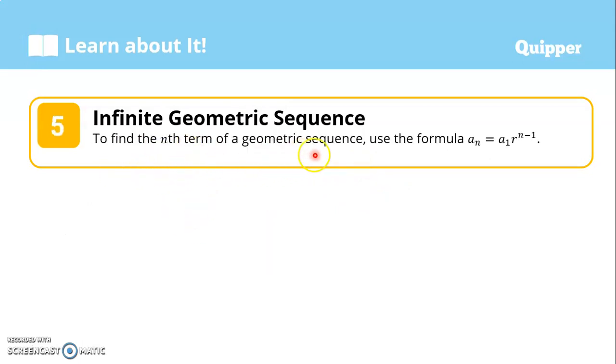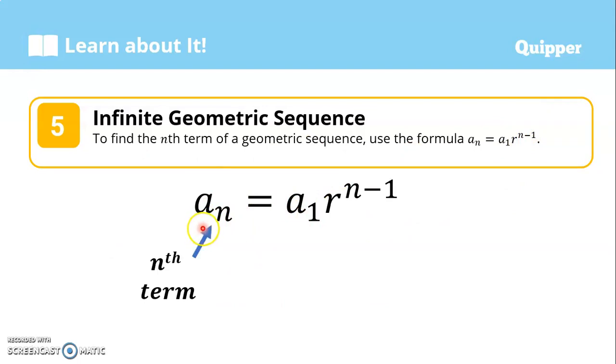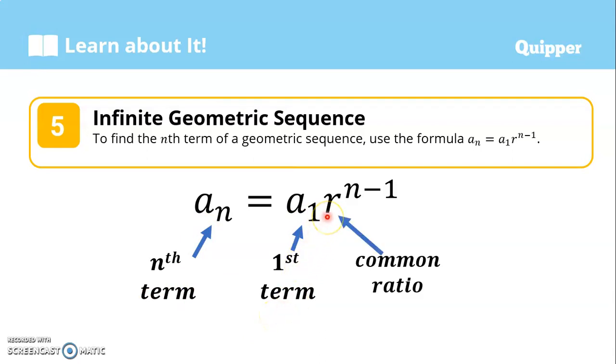To find the nth term of a geometric sequence, we use the formula a sub n equals a sub 1 times r raised to the power of n minus 1. Eto yan. Ano ba itong a sub n? Of course, that's the nth term. Ang a sub 1, that's the first term. Ang r is the common ratio. And the n is the term number.